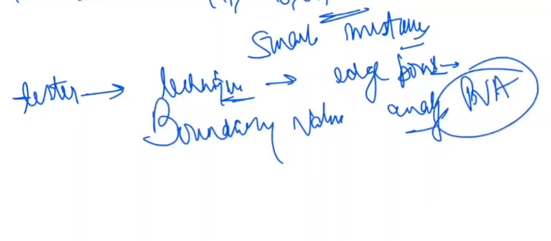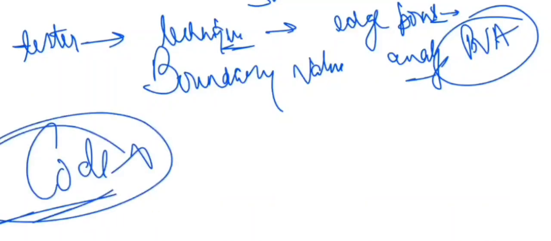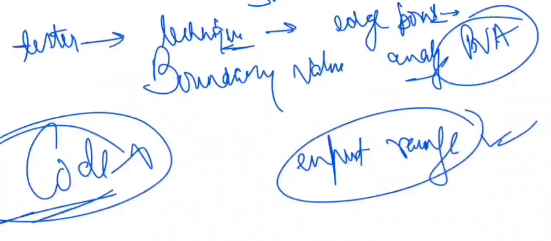This is the classical black box testing method because the tester does not need to know the code. They have nothing to do with the code. They only care about what? They only care about the input range and its limit.